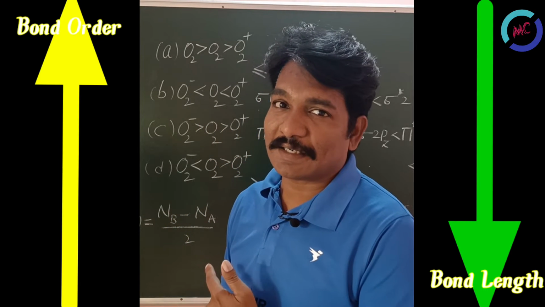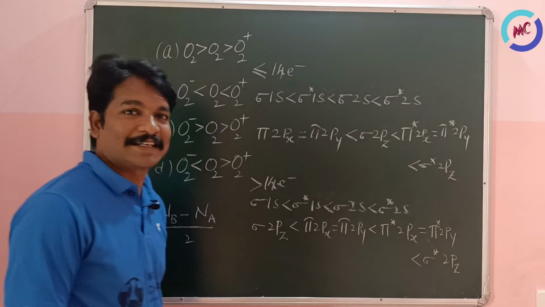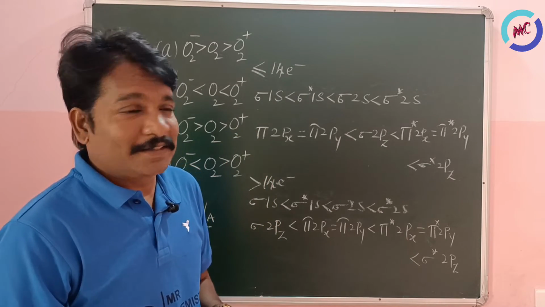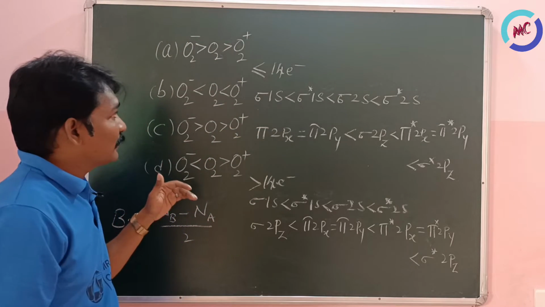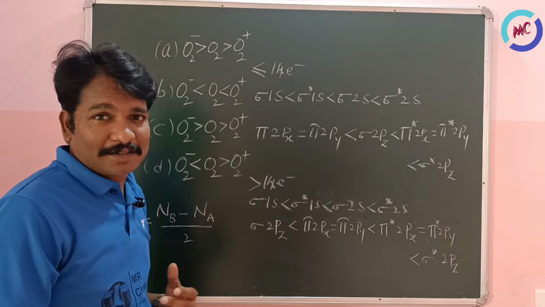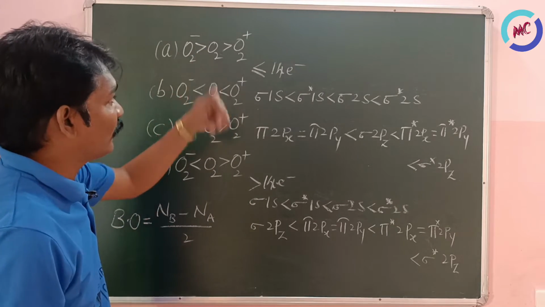Now we will find out the bond order. Based on the bond order, we will check the bond length order. Okay, let us start. Here they have given different species. See here, O2 minus, O2, O2 plus. In all the options, these 3 are present in different orders, I mean different increasing and decreasing orders. Now we have to find out one by one.